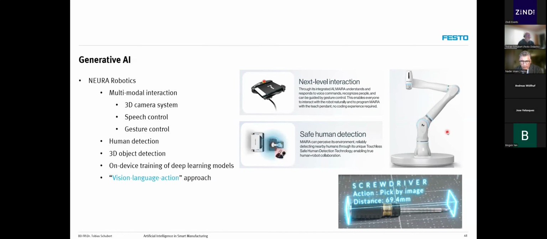That's a startup coming from Germany as well. That is really interesting. They are also using Gen AI combined with a lot of different things. So they have the 3D object detection, like we also had in our cobot system. So you can localize a screwdriver. They have a camera system. They have speech control, gesture control. And they have some kind of a vision language action approach.